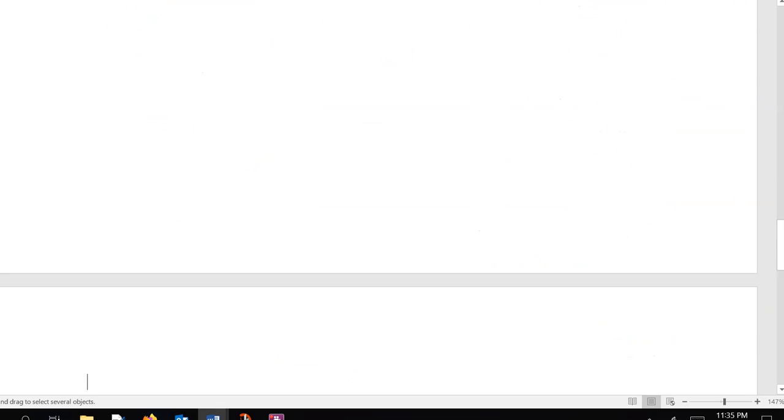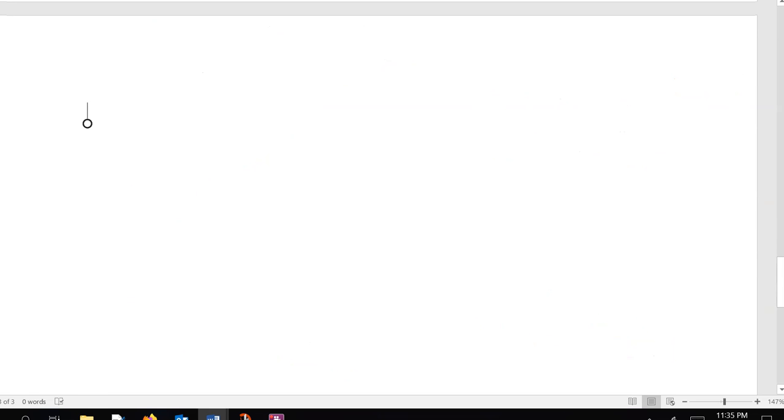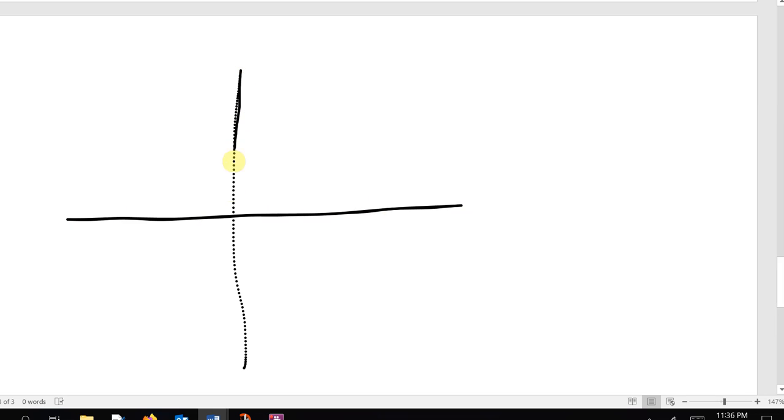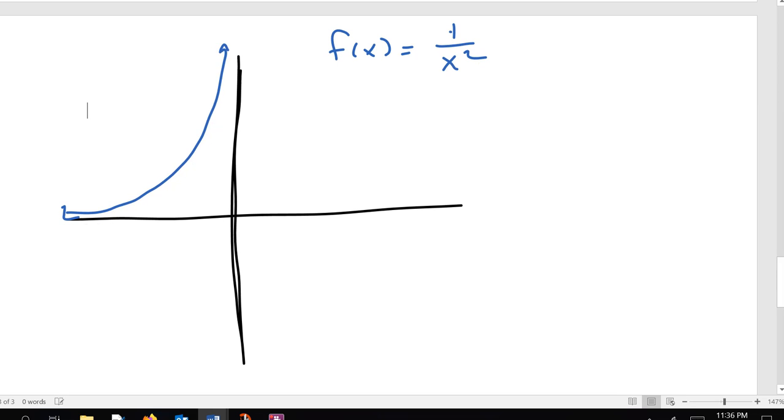Now, the other type of discontinuities we come across are the ones that aren't removable. Let's see. Maybe let's let f of x equal 1 over x squared. Okay. That graph looks like this.